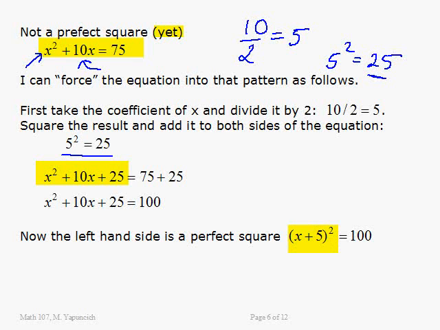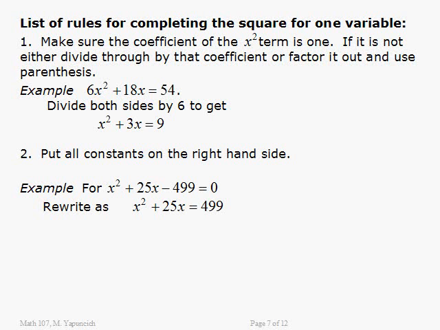We could write it like that. On the right-hand side, we also had to add the 25, and we ended up with 100. So that's how we force an equation into the pattern of a perfect square. Here are some of the rules.